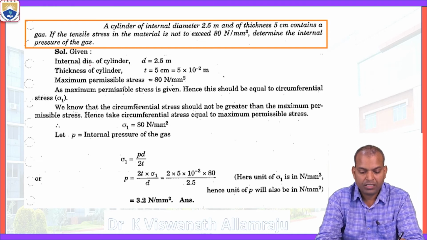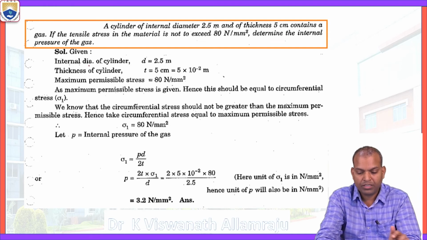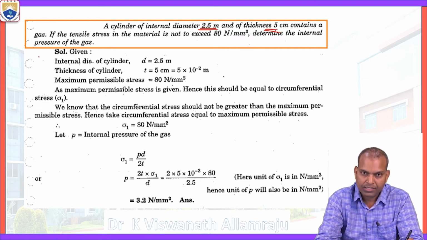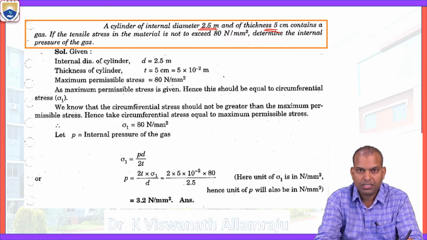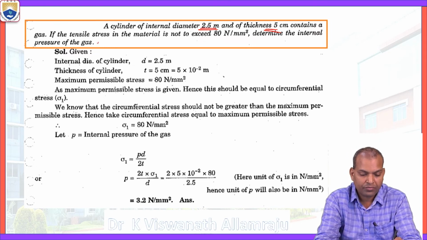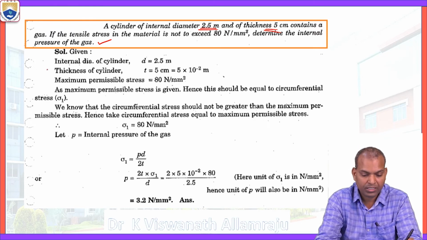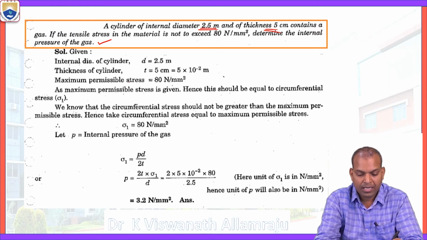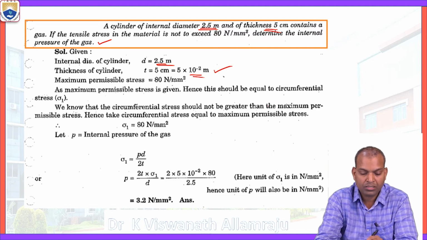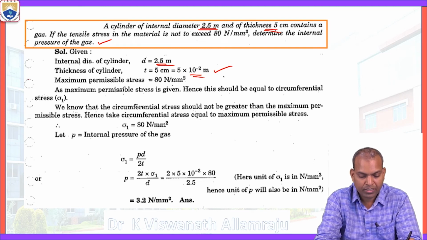The next problem is that a cylinder of internal diameter 2.5 meters and thickness 5 centimeters contains a gas. Here the internal fluid is the gas. If the tensile stress in the material is not to exceed 80 Newton per square millimeter, determine the internal pressure of the gas. So here the internal diameter is 2.5 meters and the thickness is 5 times 10 power minus 2 meters. The maximum permissible stress is 80 Newton per square millimeter.